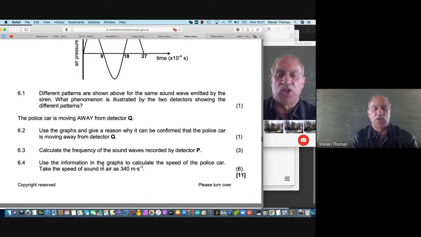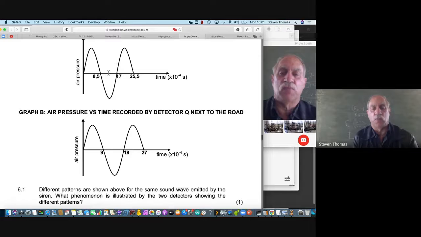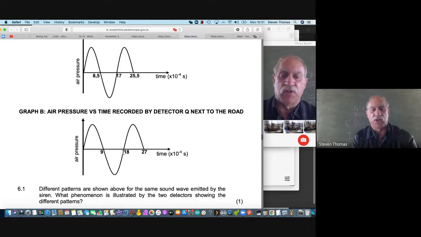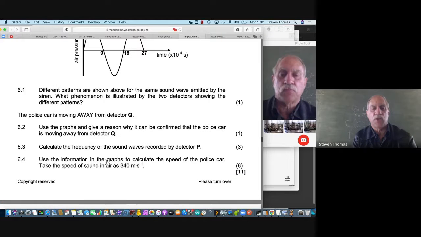Use the information in the graphs to calculate the speed of the police car. Take the speed of sound in air as 340. So what are we going to do? We're going to go to our standard Doppler formula. We've got the one frequency here, 1 upon this period. That's going to be the frequency of the source. Here's the frequency of the listener. They've given us the speed as 340, and then we're going to calculate the speed by just plugging all those values in. Easy peasy.